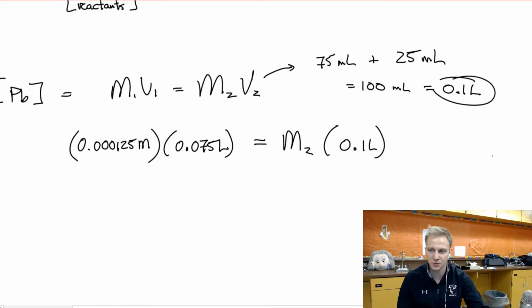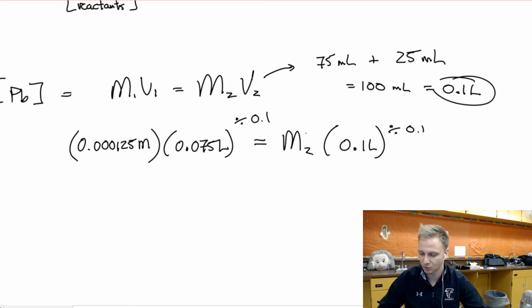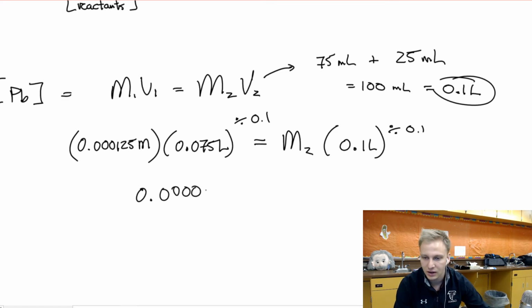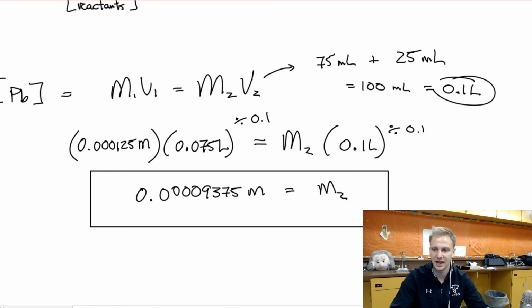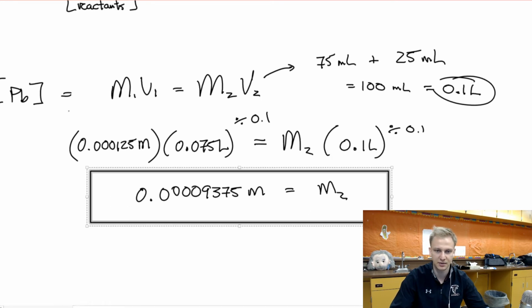So to solve this, we want to get the M2 by itself, so we'll divide both sides by 0.1. When we combine those numbers together, 0.000125 multiplied by 0.075 and divided by 0.1, we get a final answer of 0.0000937 5 molarity, which is equal to the M2. And that is specifically the lead that we're talking about. That's the concentration that we get there.